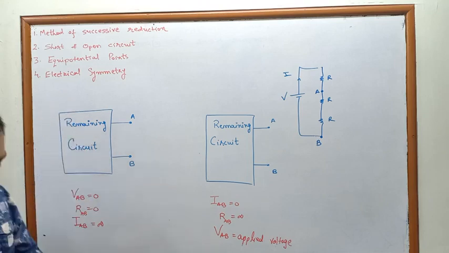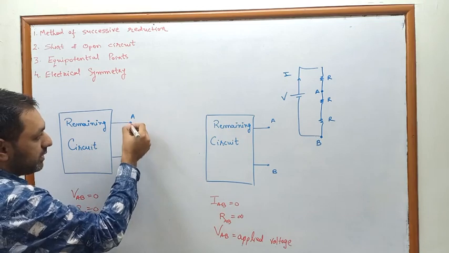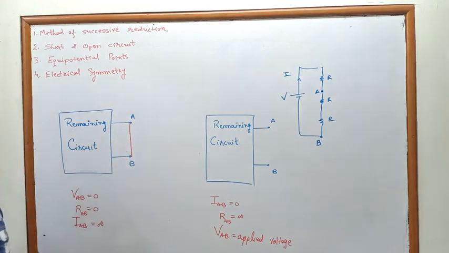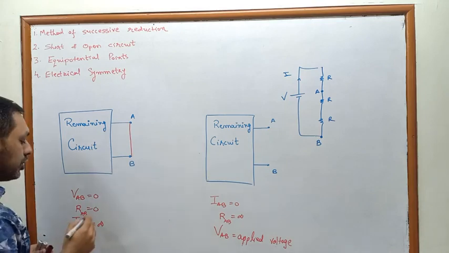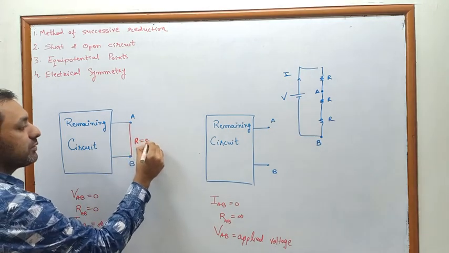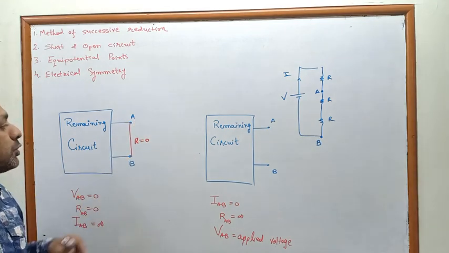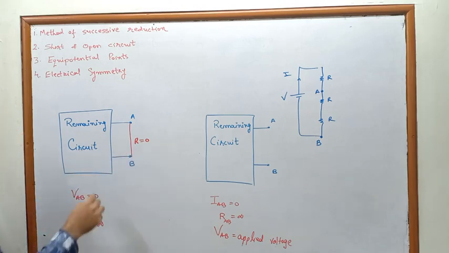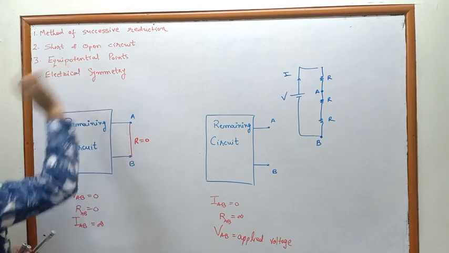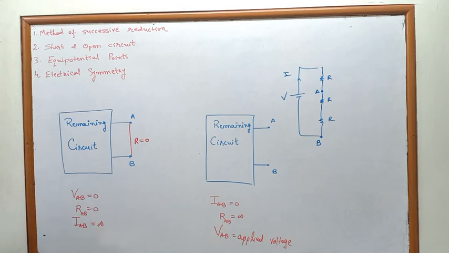What is short circuit? If you join these 2 points A and B by a conducting wire whose resistance R is equal to 0, in that case we can say this is a short circuit. This path is a short circuit.